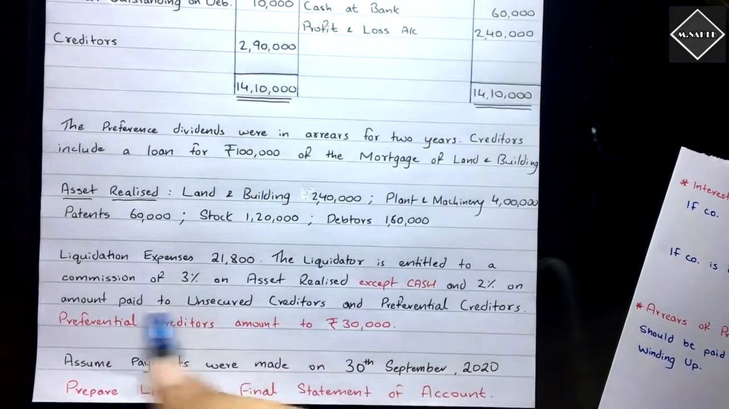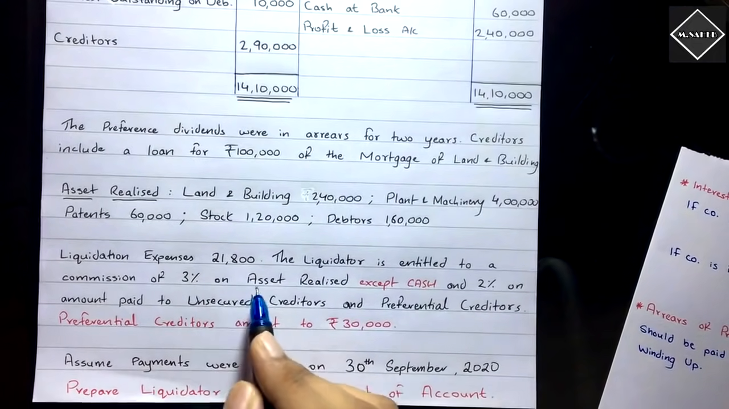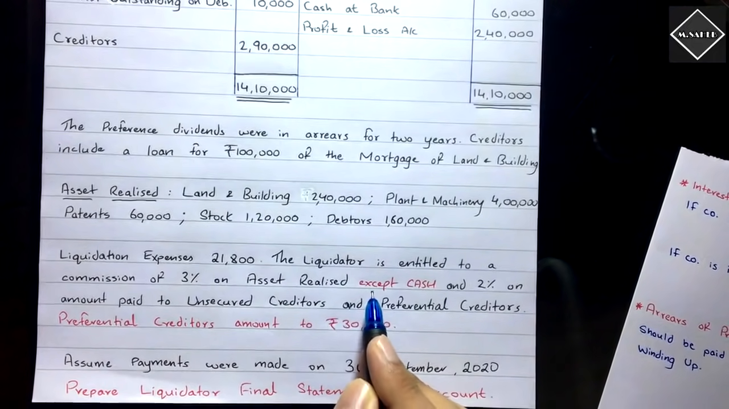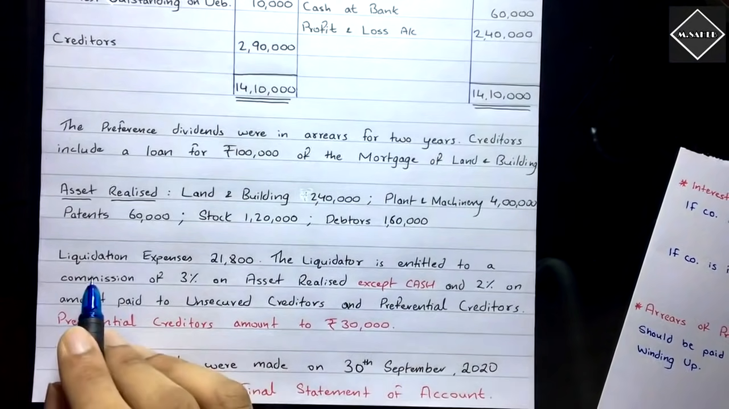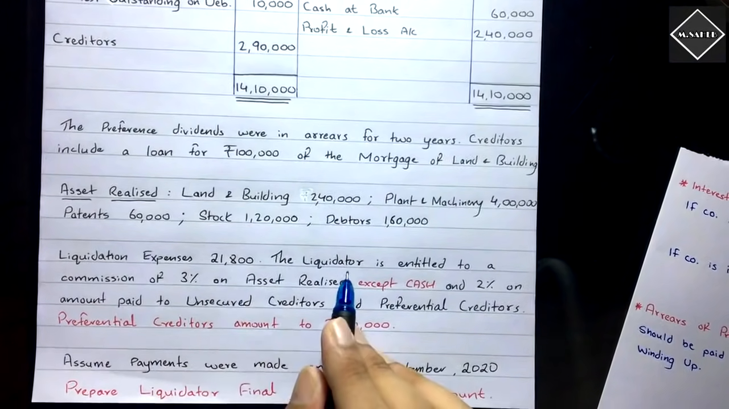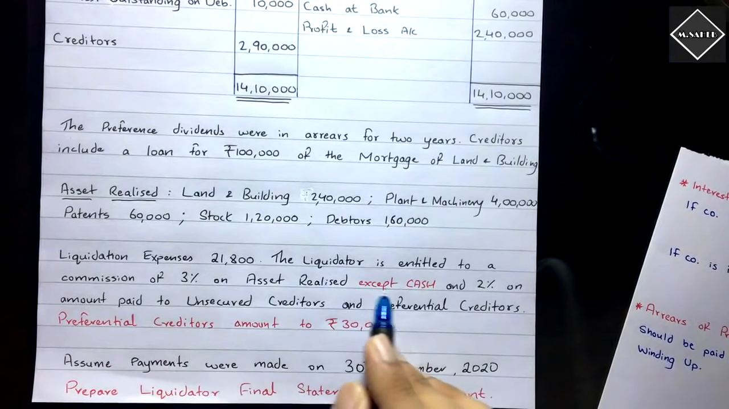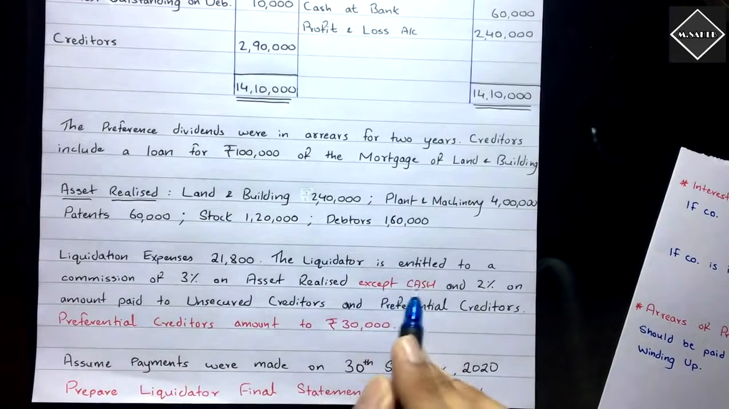The liquidator is entitled to a commission of 3% on assets realized except cash. So what is happening here? Liquidation expenses are given, and the liquidator is getting remuneration on assets realized. And you don't have to include the cash, right?